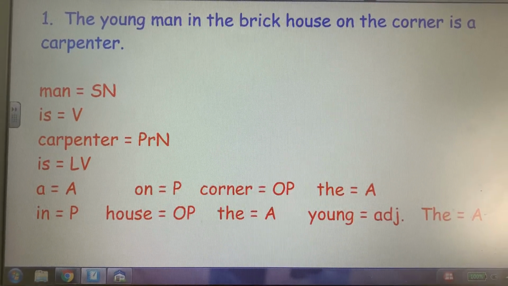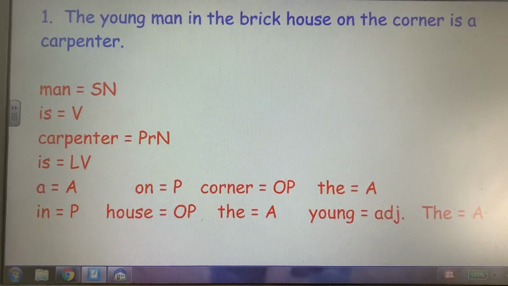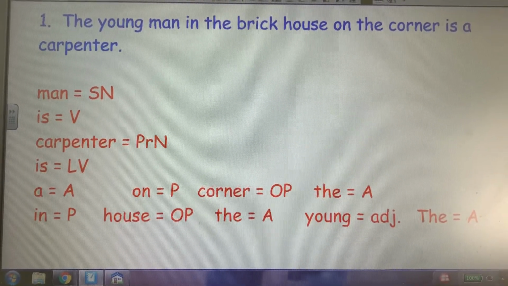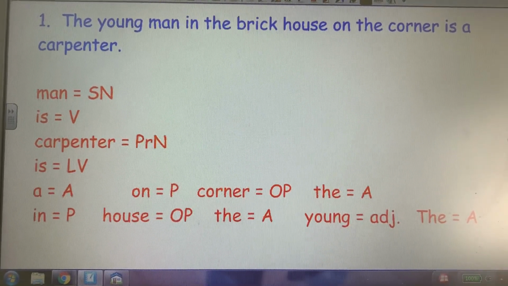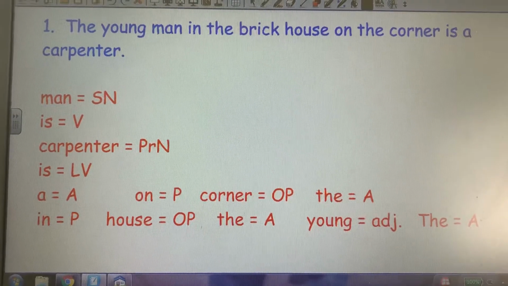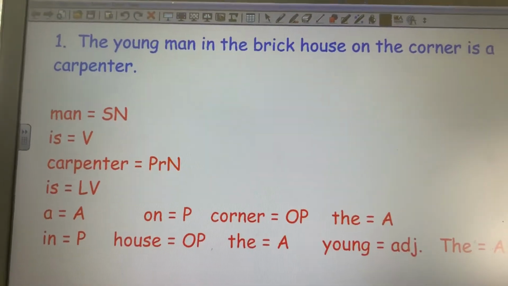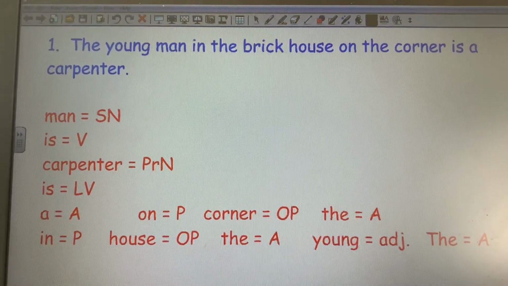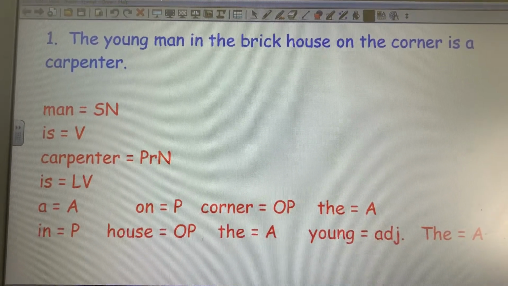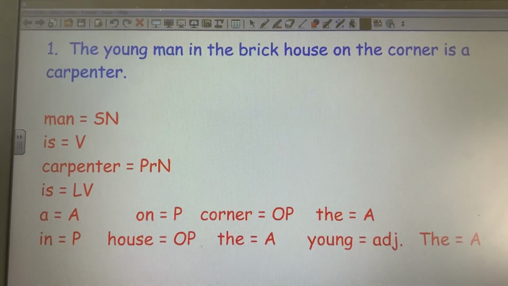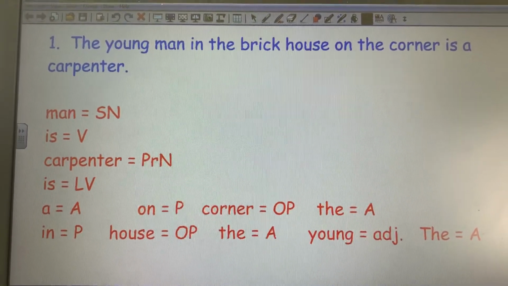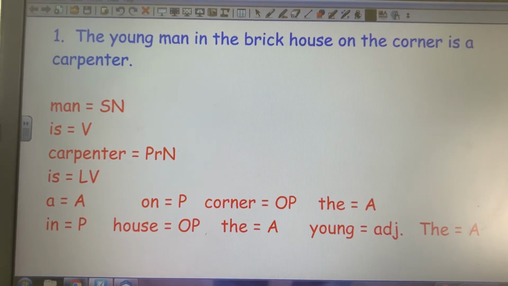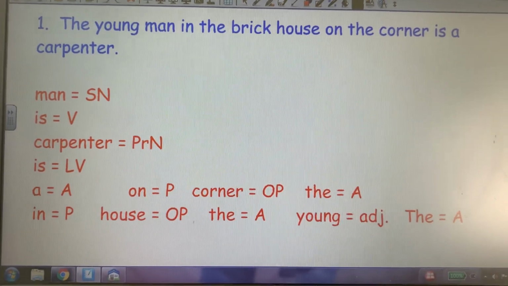Of course, then we have to go back, and at the top we're going to put subject, noun, verb, predicate nominative, pattern 4. Go back to the verb, which is, divide the complete subject from the complete predicate. So my complete subject is the young man in the brick house on the corner, and my complete predicate is a carpenter. Period, statement, declarative sentence. All right, I hope that helps some. And then I'm going to ask you to do classifying on class practice 51 and class practice 52.